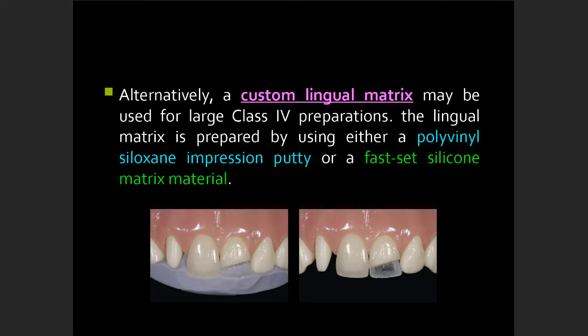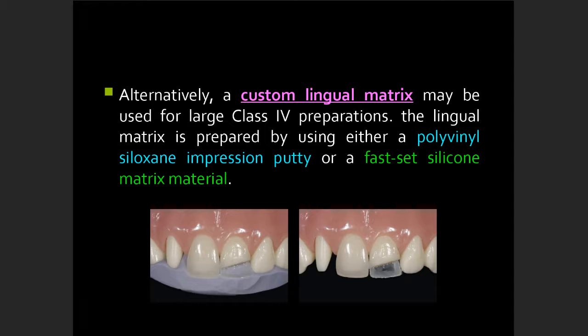Now, what is the importance of this matrix? Why do you want to make this? This lingual matrix helps to do a very good composite restoration in minimum time. It means it helps to save your time, and it also helps to give you good contour, and reduces your finishing and polishing times. So when you are doing big restorations, a custom lingual matrix may be used for large class 4 preparations.